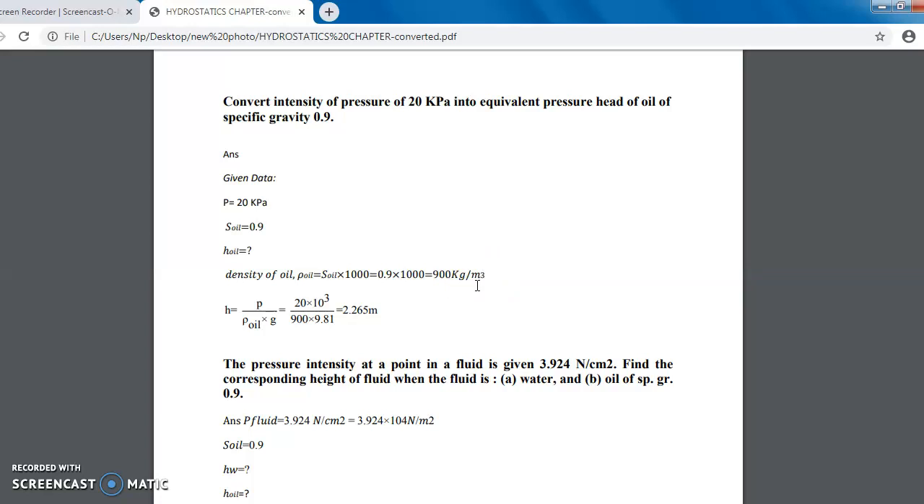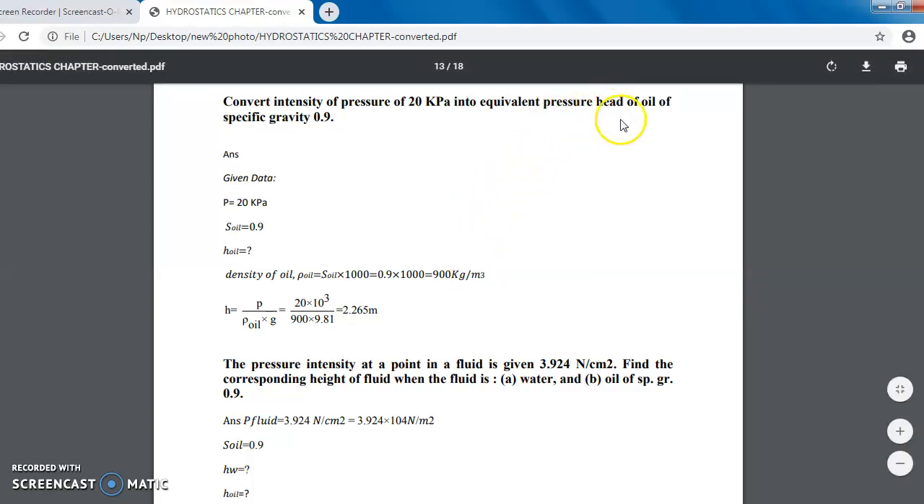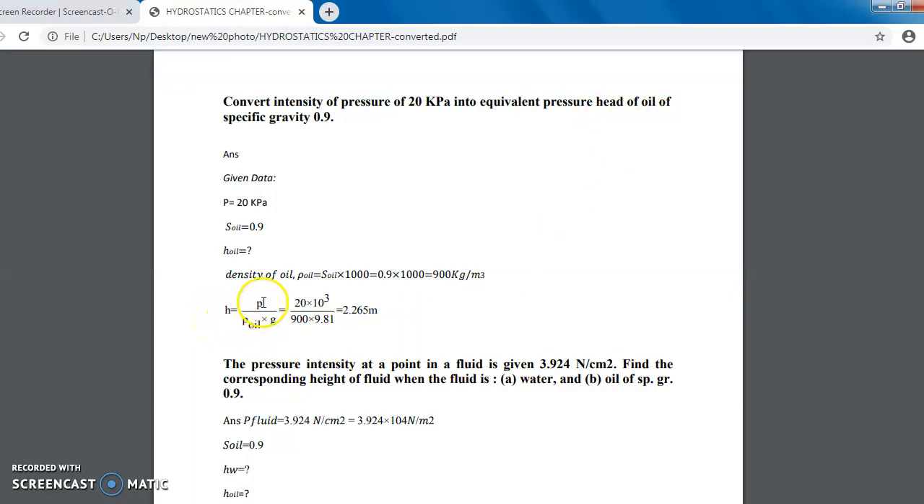So our aim is to calculate the pressure head of the oil. What is the formula? All of you know that the pressure head H is equal to P divided by the density of the oil into g. Where do we get it? All of you know that pressure P is equal to rho g h. So here you have to calculate h, the pressure head. So h is equal to P by density of the oil into g.